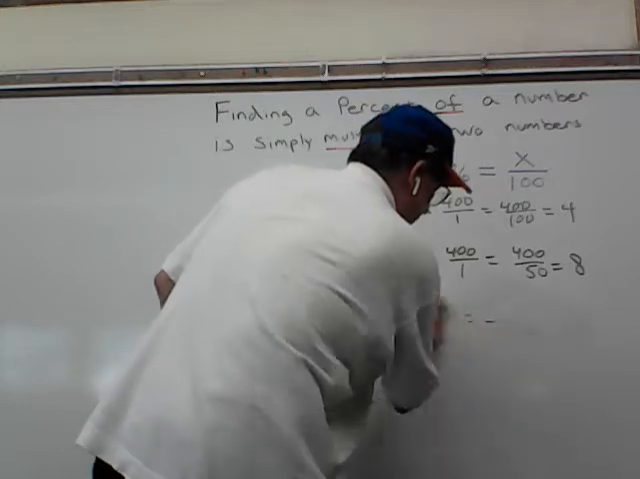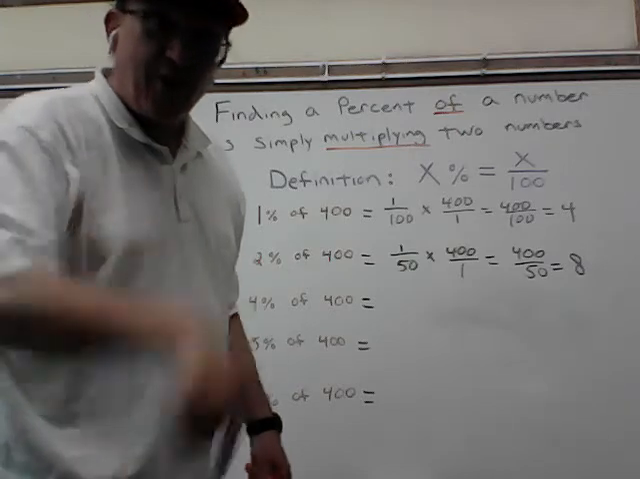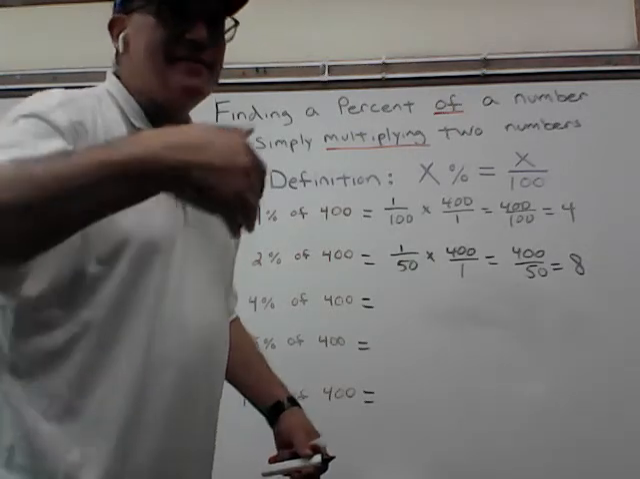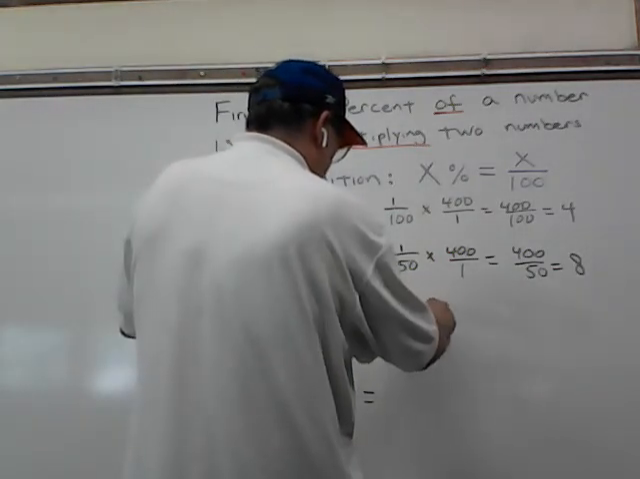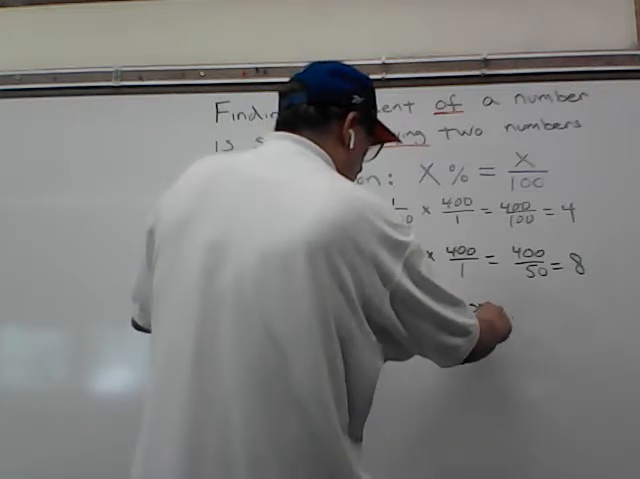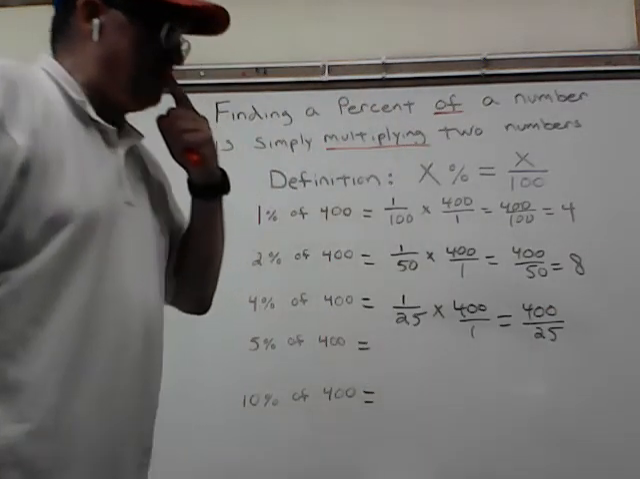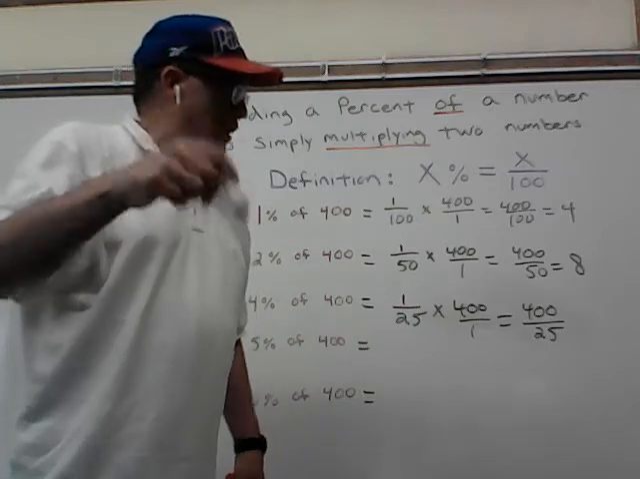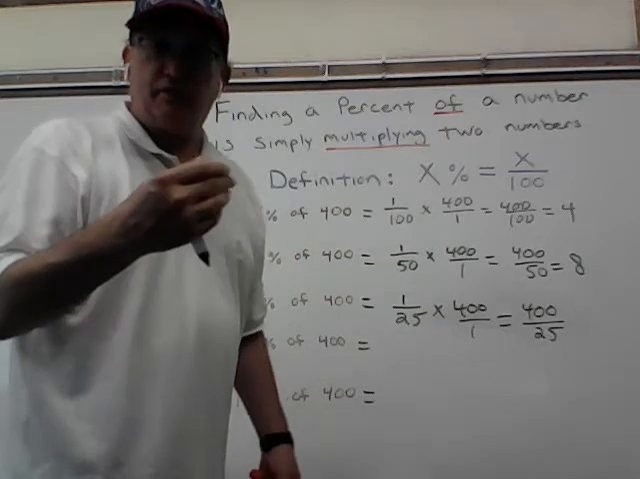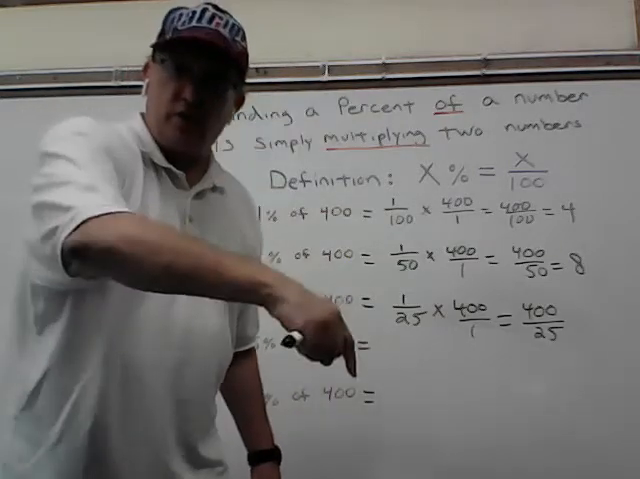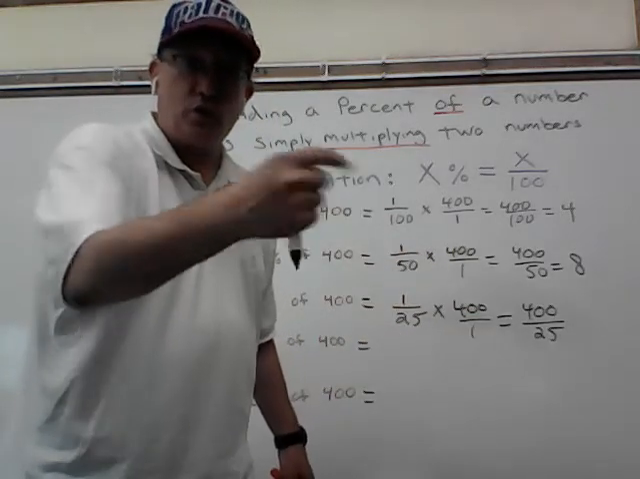So if you want to find 4% of a number, you can divide that number by 25. You're not going to divide it by 4. You're going to multiply it by 4 over 100, which is 1/25. So 4% is 1/25 times 400 over 1 equals 400 over 25. And 400 divided by 25 is asking what number can I multiply 25 by to get 400? Well, 4 times 25 is 100. We've got to get up to 400, so we need 4 times 4, or 16, right?